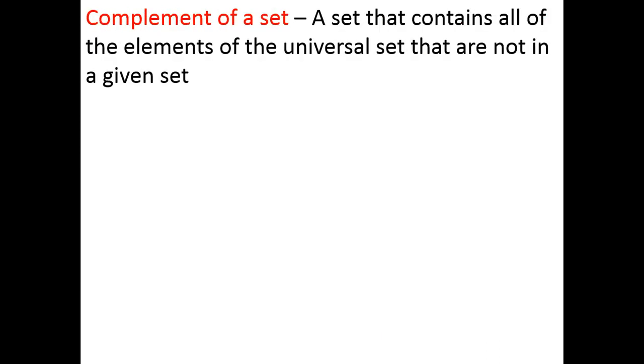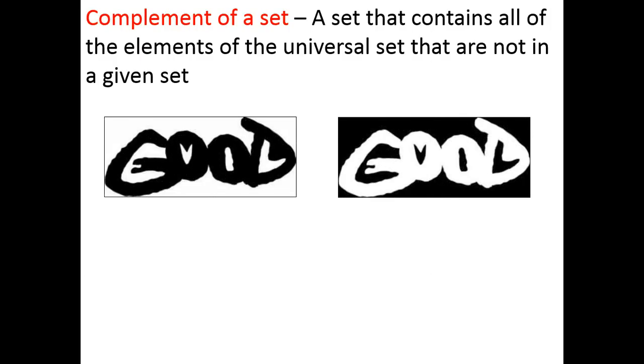The complement of a set is a set that contains all of the elements in the universal set that aren't in a given set. So sometimes people think of complements almost like complete opposites, although opposite is probably not a really good word to use here. Opposite has some mathematical meaning.